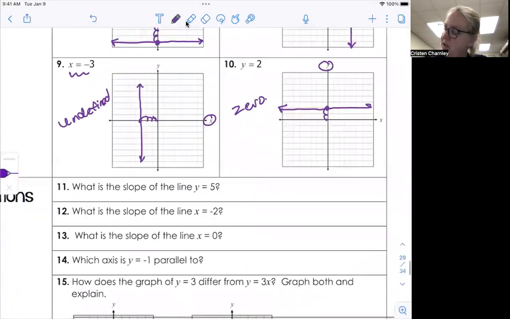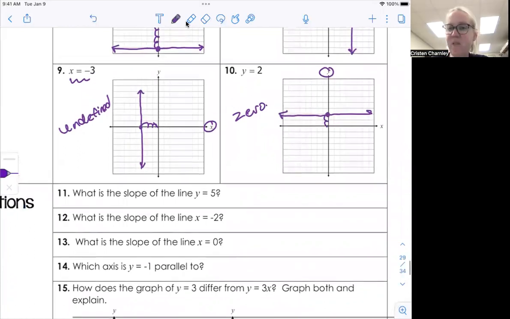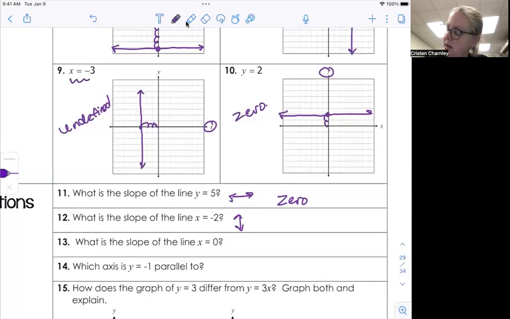Number 11, what is the slope of the line y equals 5? If I have y equals, I know it's horizontal. So is that 0 slope or is that undefined? It's 0. Good. What is the slope of the line x equals -2? If it's x equals, it goes up and down. That one is an undefined slope. What is the slope of the line x equals 0? Because it's x equals, it is vertical, up and down, and also has undefined slope.